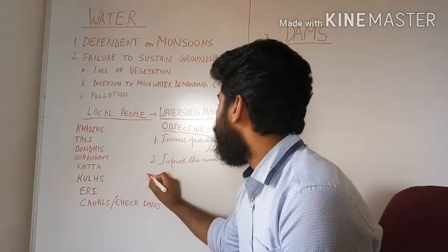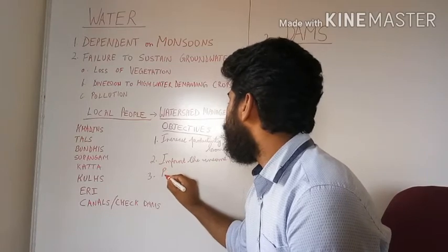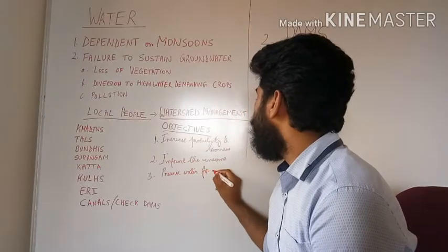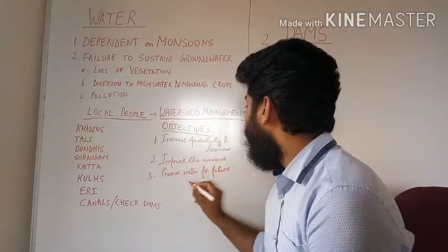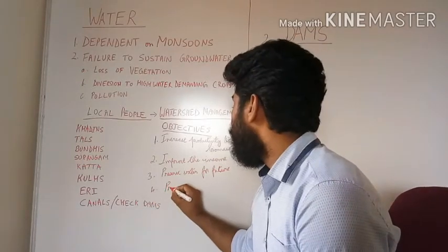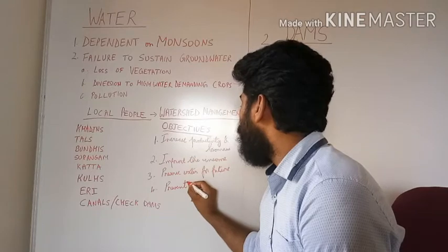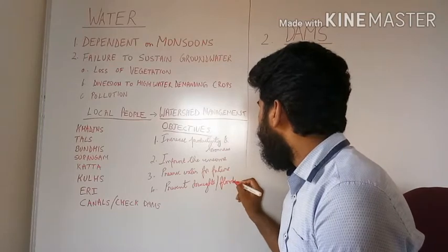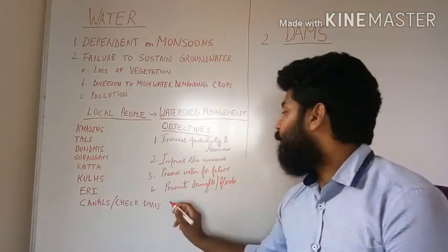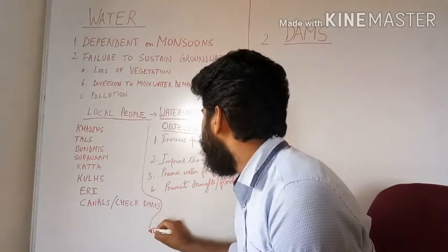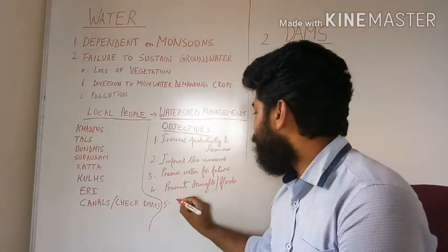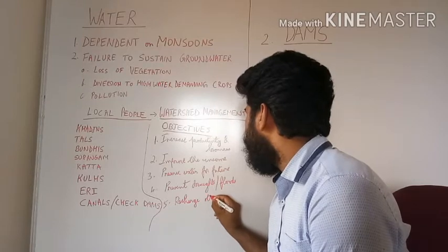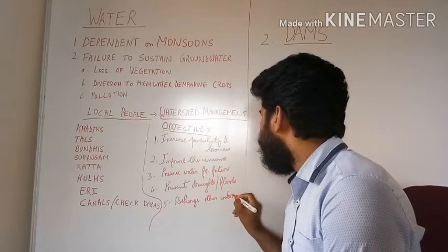Not only that, it would preserve water for future use and it could prevent droughts and floods by storing water. It could prevent droughts. Also, it could prevent floods. These are all objectives. And lastly, it would recharge other water bodies.